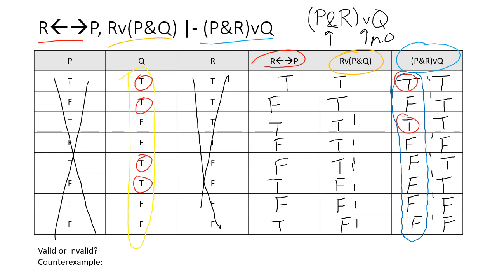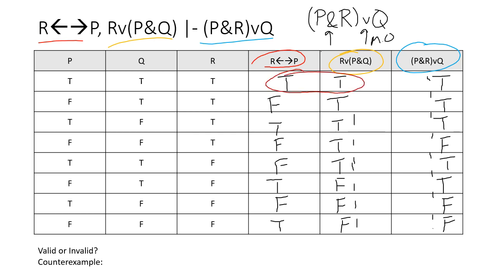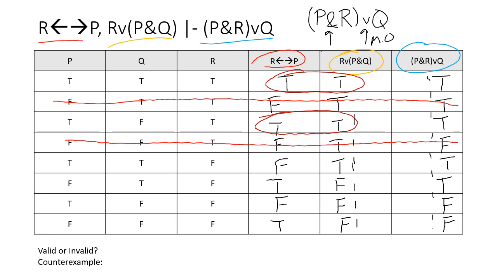And we don't need this column anymore. It's just the P and R, and we only care about the wedge because it's the main operator for the whole conclusion. And so now we just have to look for instances in which we have all true premises here, here, and that looks like it. All these other ones we can just forget about because at least one of the premises are false in those lines.